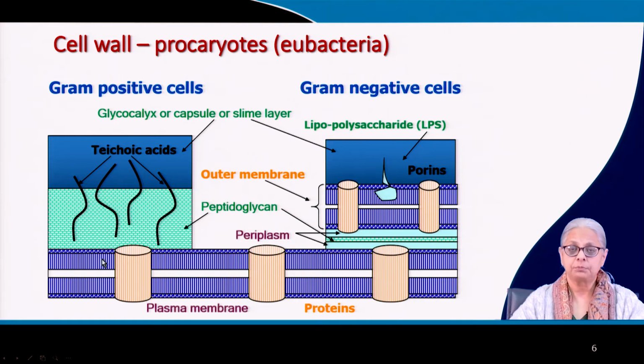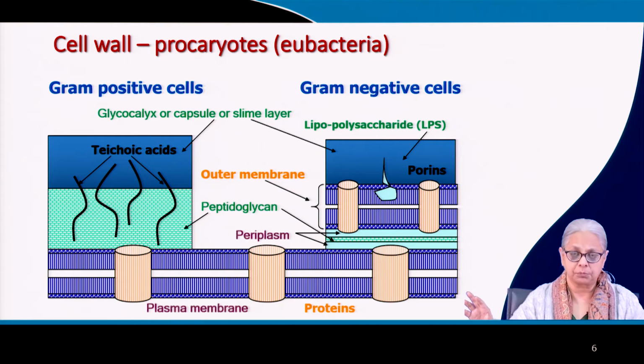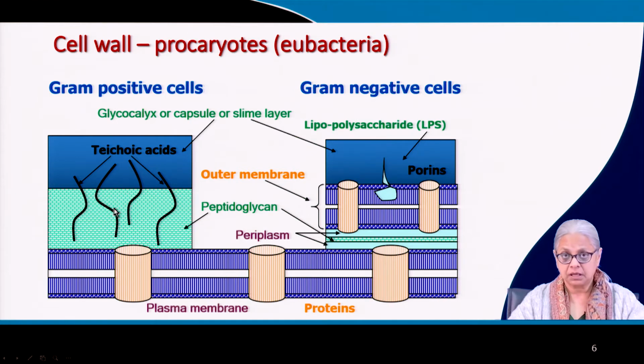Let me show you some more diagrams. So the plasma membrane is common to all bacteria. It's there in archaeobacteria, it's there in bacteria, and it's there in gram-positive, gram-negative. All of them have a plasma membrane. It's the layer outside the plasma membrane which has differences. The gram-positive cells have a thick peptidoglycan layer, and the gram-negative cells have this thin peptidoglycan layer, which is actually a monolayer.